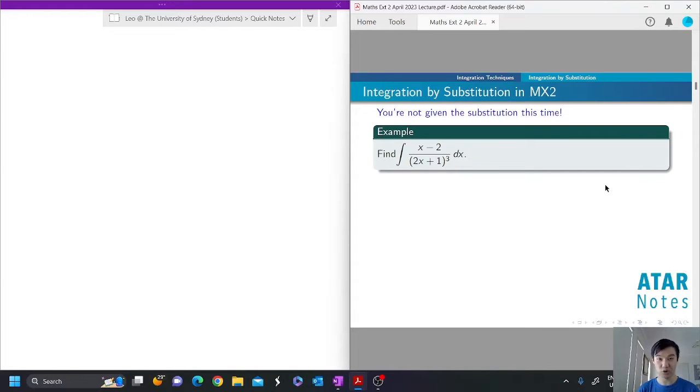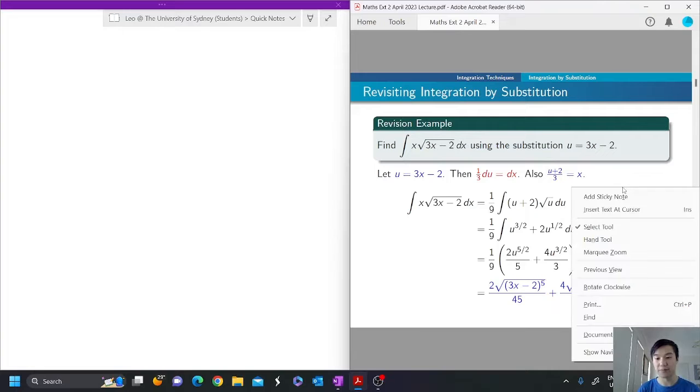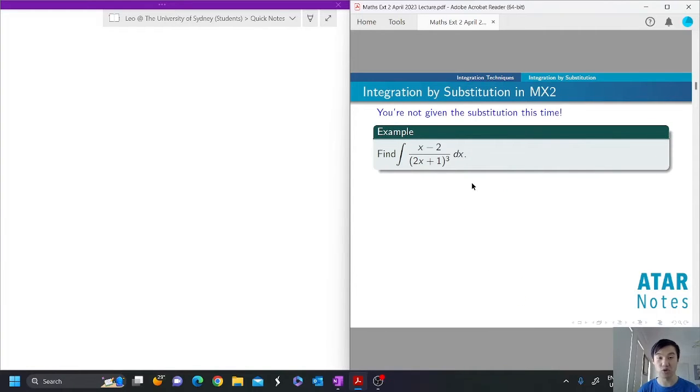So in Extension 2, with integration by substitution, unlike Extension 1 where they give you the substitution, they might just give you an integral like that, and you'd be expected to be able to just solve it. So either using some of the techniques we'll be talking about later on, or just by coming up with your own substitution. So let's do this question now.